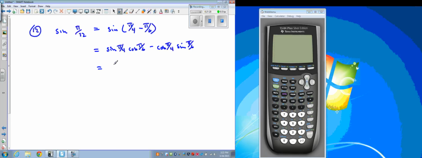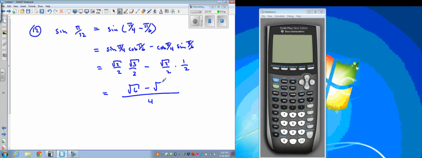So sine of pi over 4 is square root of 2 over 2, and the cosine of pi over 6 is square root of 3 over 2, is it? Minus cosine of pi over 4, which is square root of 2 over 2, times sine of pi over 6, which is 1/2. So now we got a common denominator of 4, right? We got the square root of 6 minus the square root of 2, and that would be our answer there.